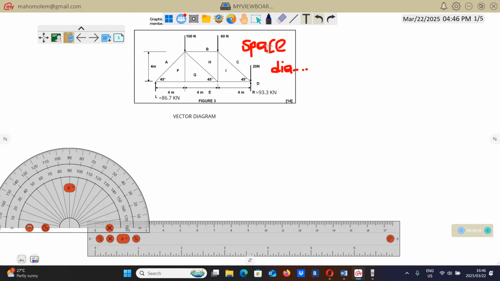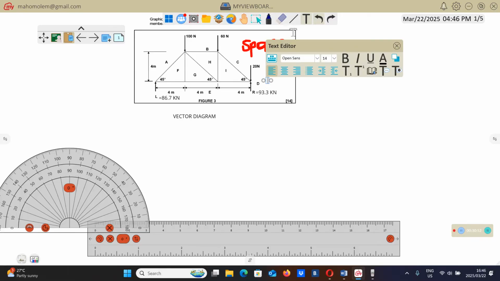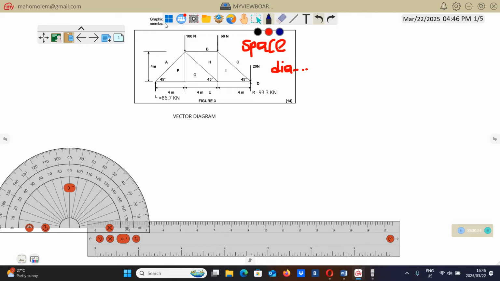The lines on the vector diagram must be drawn parallel to their corresponding lines on the space diagram. So we are going to use these forces from this space diagram to draw the parallel lines here. The combination of those parallel lines will be called the vector diagram.